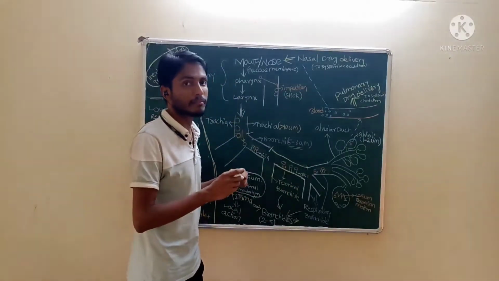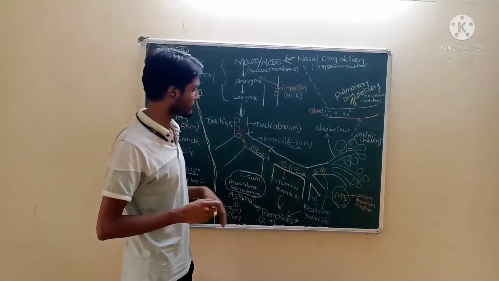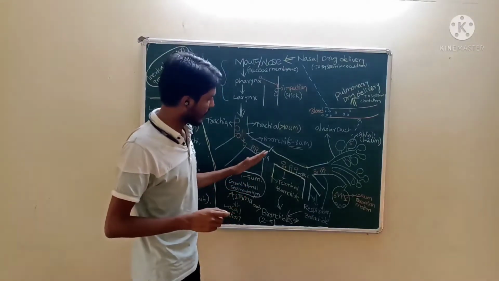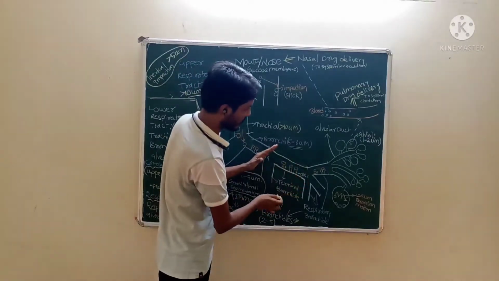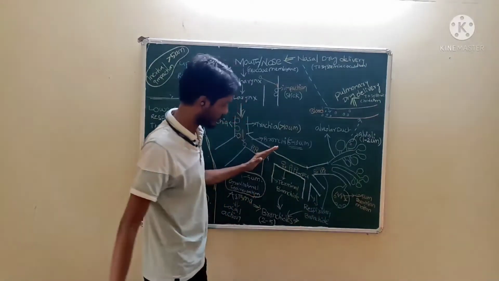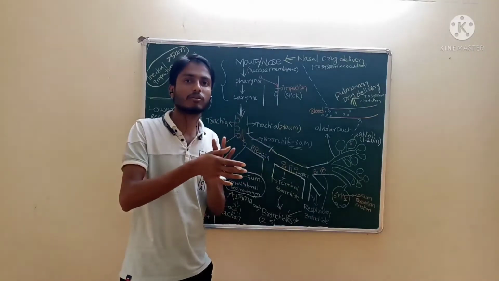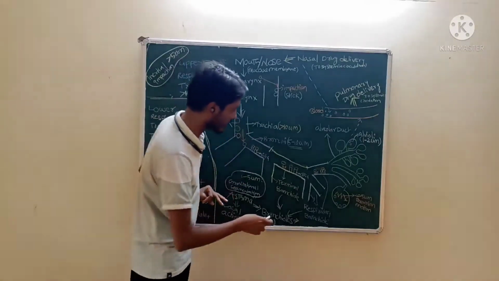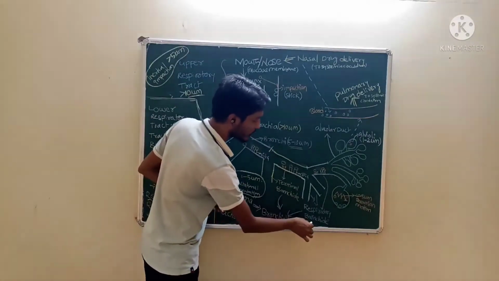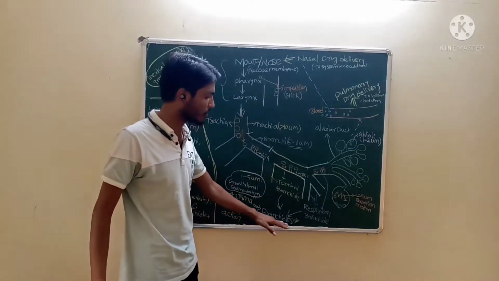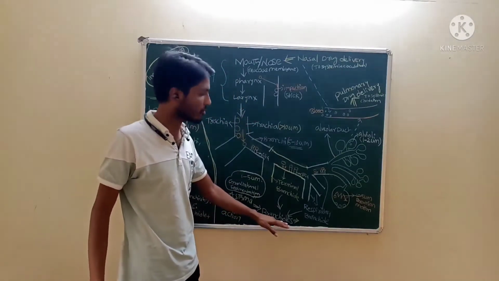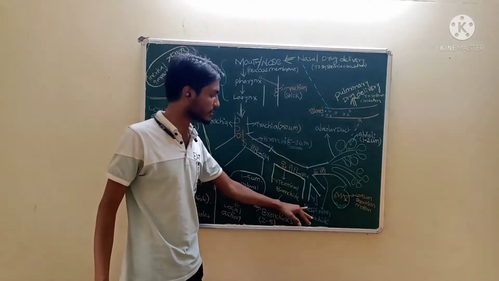By colliding with the membrane, they will stick there itself. Okay, next one is terminal bronchiole and respiratory bronchiole. Both terminal bronchiole and respiratory bronchioles, we can call as bronchiole. Under the bronchioles, two types are there: bronchioles are nothing but terminal bronchiole plus respiratory bronchiole.